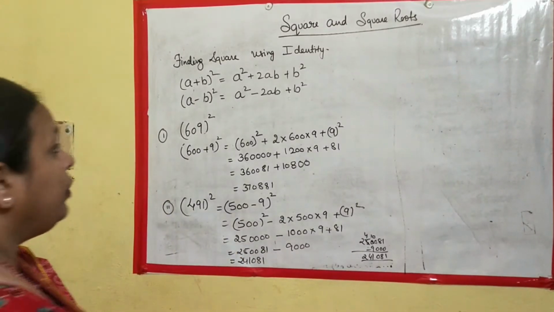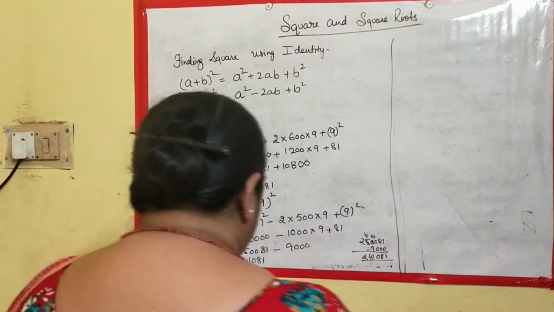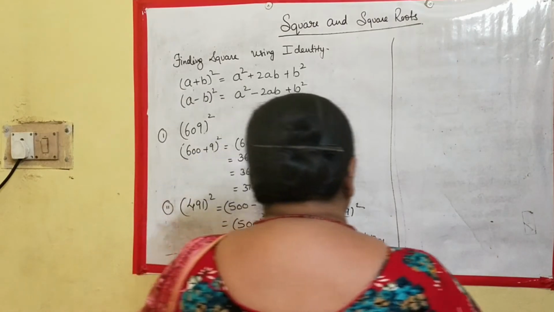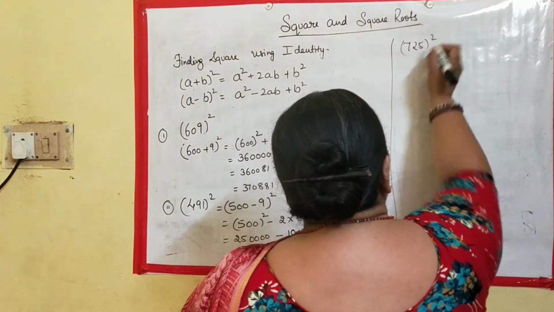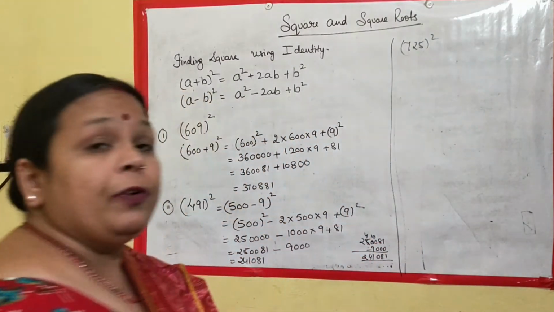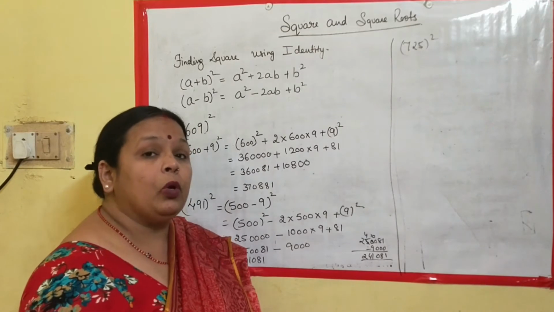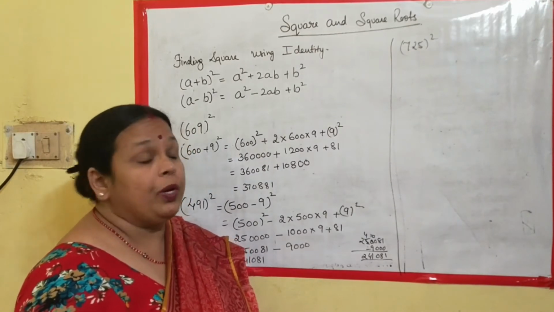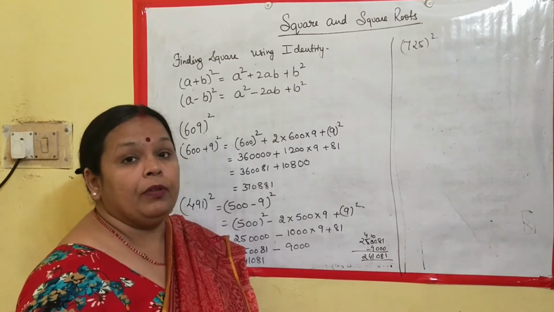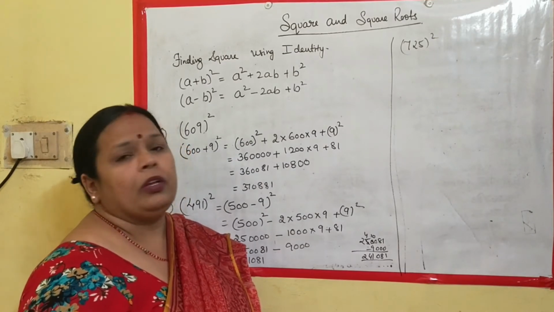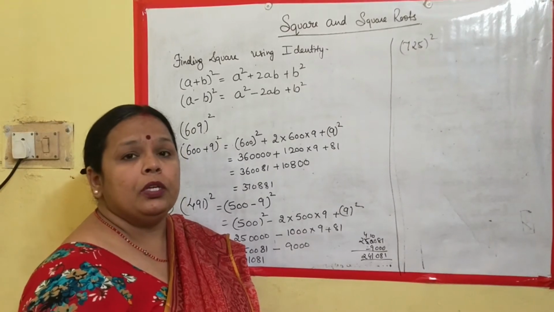241081. Moving ahead for a few more numbers. Let's take 725 square. Now for 725 square, how can you write it? 725 can be obtained by 700 plus 25 or 800 minus 75. Clear? So it was better to go for 700 plus 25, rather than 75 square, because 25 square is easy.